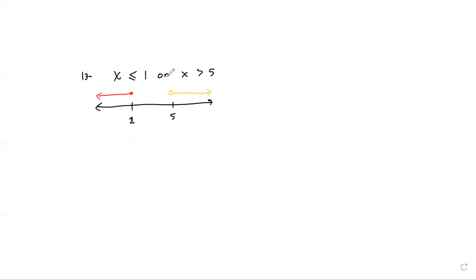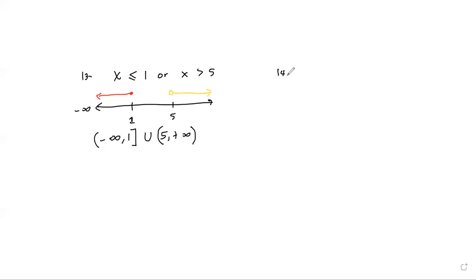But since we're looking at an or statement here, that means that the solution here would be from -infinity up to 1. -infinity is preceded by a parenthesis. 1 is followed by a bracket symbol. And then union 5 up to positive infinity, and then 5 is preceded by a parenthesis, and infinity is always followed by a parenthesis. Okay.